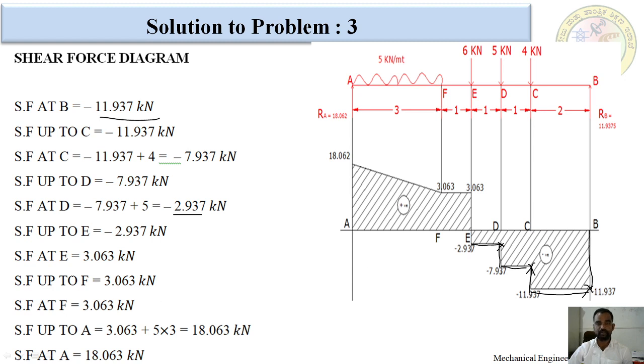At E point we got positive 3.063. Positive means above the baseline. I am going to mark here and join with the vertical line. There is no load between these 2 points. For that reason I am going to draw horizontal line. Right. After that, how much did we get at A point? Don't draw the horizontal line here, because in the beam we are having UDL load. We always join it in the shear force diagram with an inclined line.